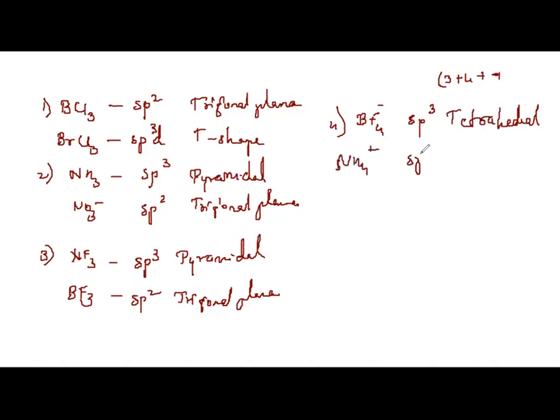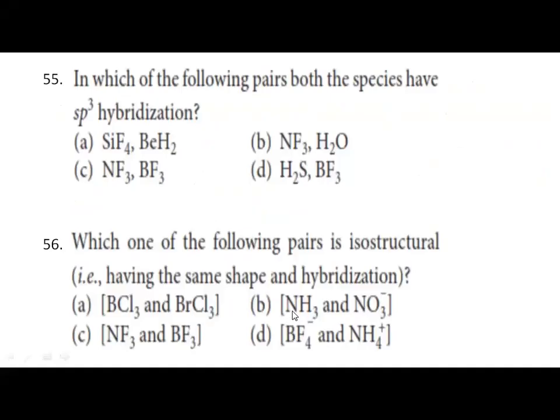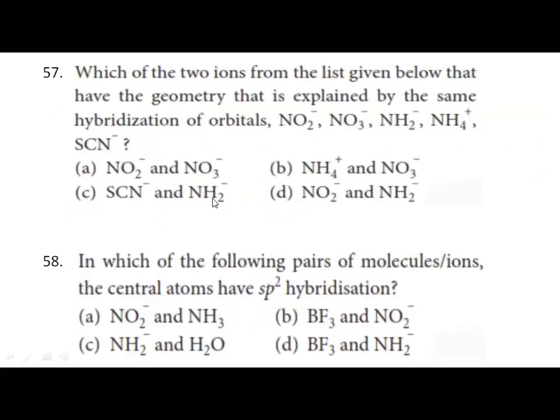NH4+ is sp3, and its geometry is tetrahedral. So the hybridization and geometry are the same for option 4, BF4- and NH4+. So option D is the correct option. Correct? Next question.